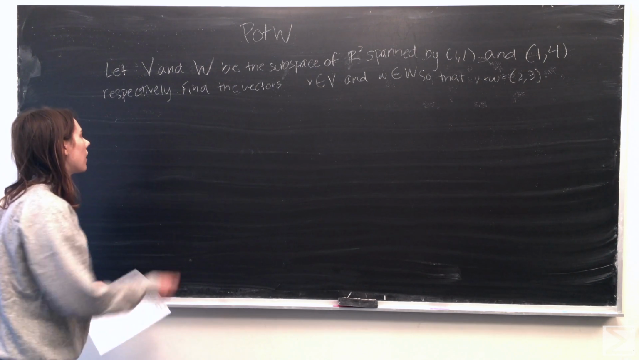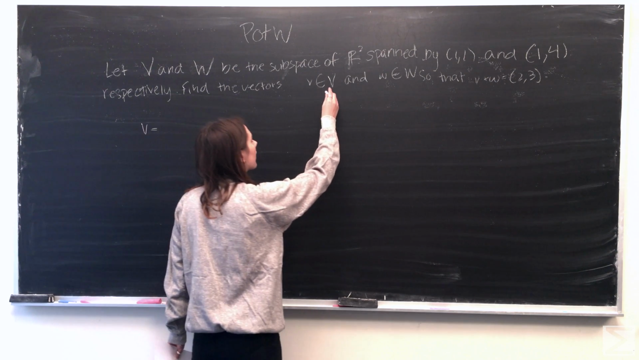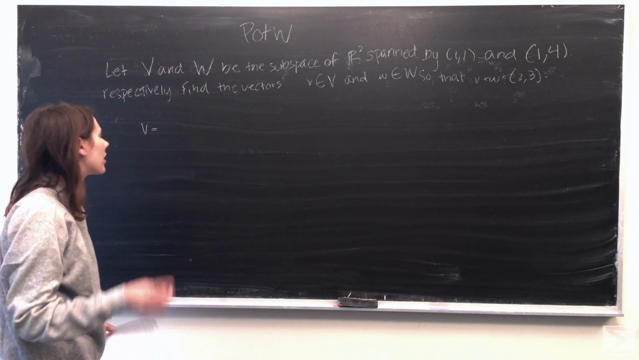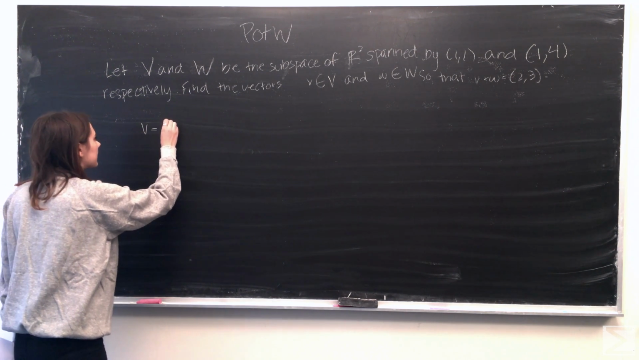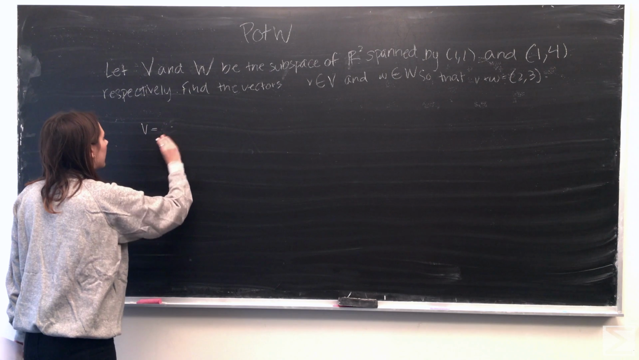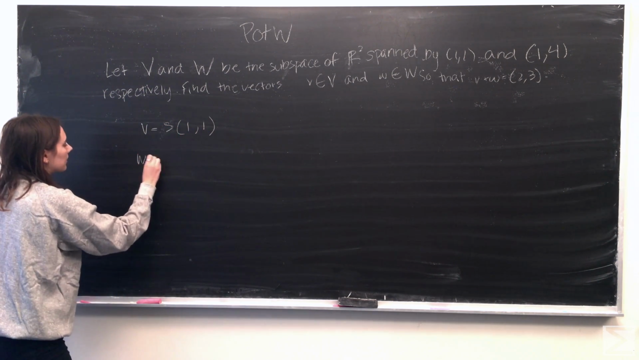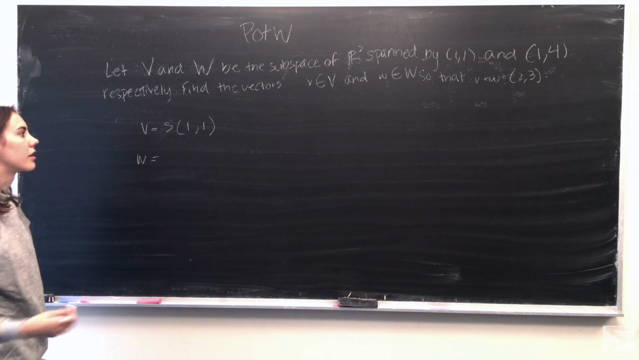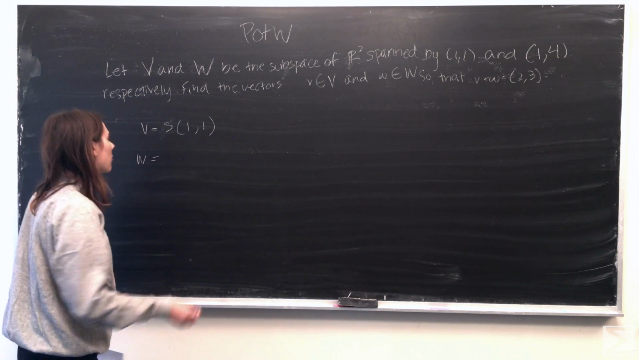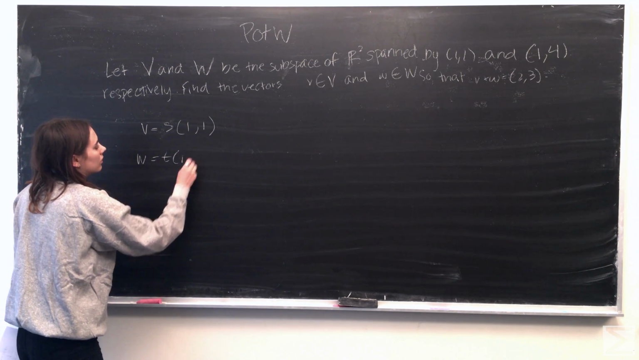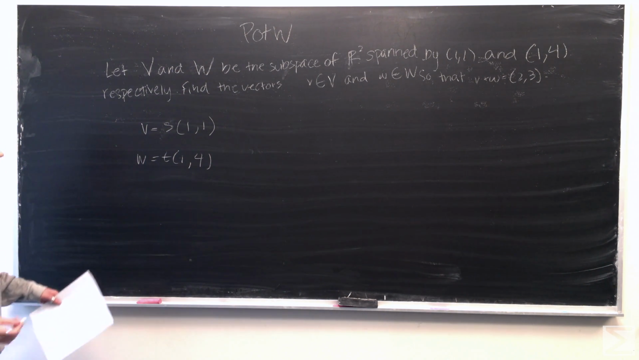So to begin, what we know is that little v belongs to the subspace V of R2 spanned by the vector (1, 1). So that means that little v is equal to some constant, let's call it s, times (1, 1). And we can do a similar thing for w. We know that w is part of the subspace W of R2 that is spanned by the vector (1, 4). So w is then equal to some constant t times the vector (1, 4).